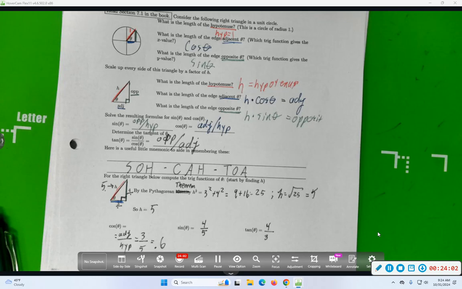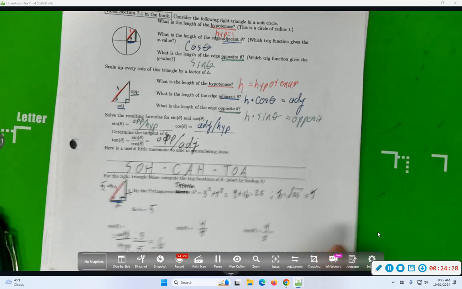So, trig functions are related to side length in a triangle. Oh, I should put that on the board now because I'm going to use it on the next page. Cosine is equal to the adjacent divided by the hypotenuse. Sine is equal to the opposite side length divided by the hypotenuse. Tangent is equal to opposite over adjacent.